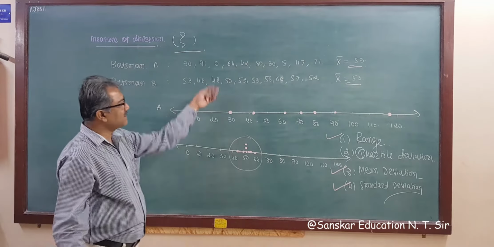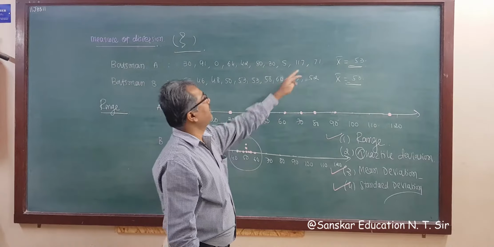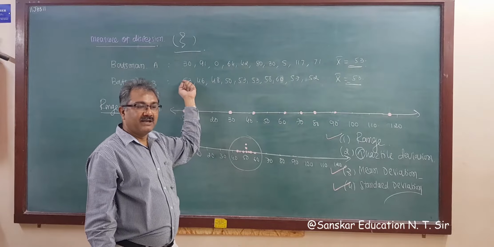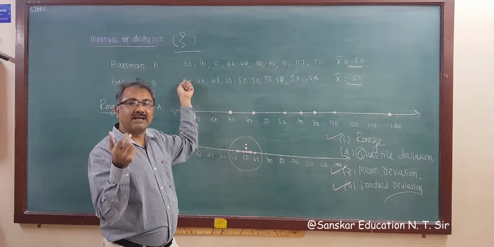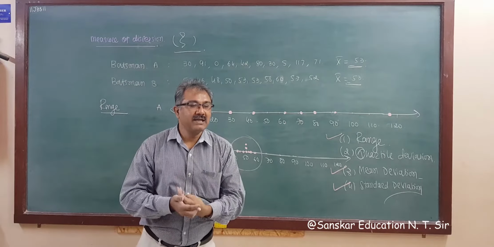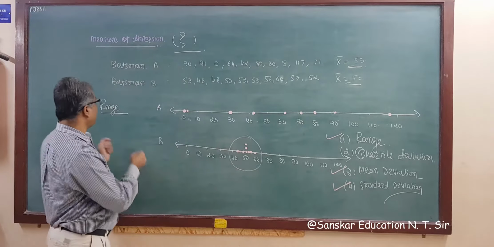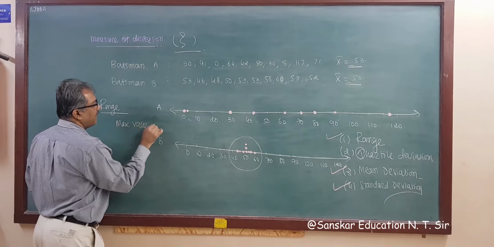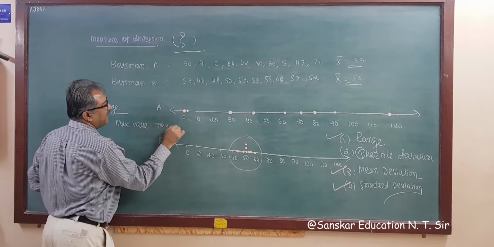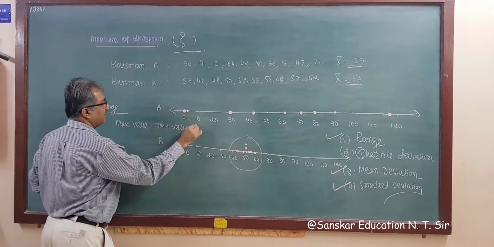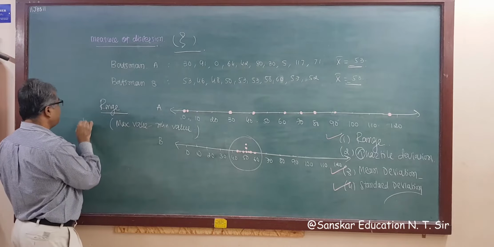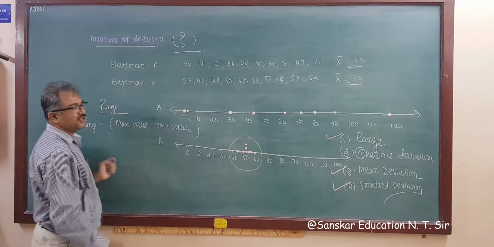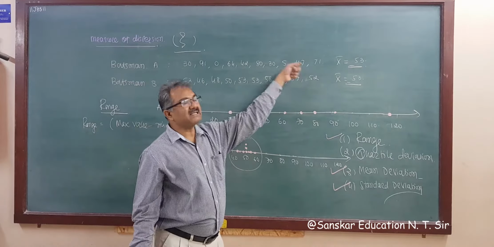As we discussed here, range is the maximum observation minus the minimum observation. So the range of the given data is the maximum value minus the minimum value. This is called the range: maximum value minus minimum value.